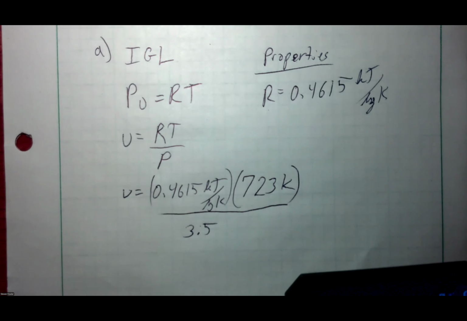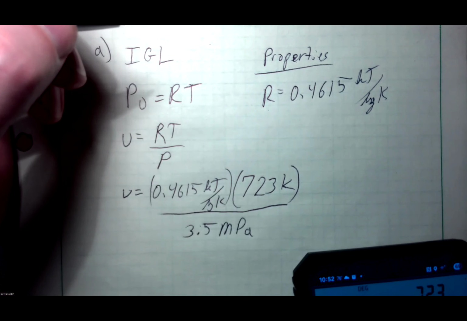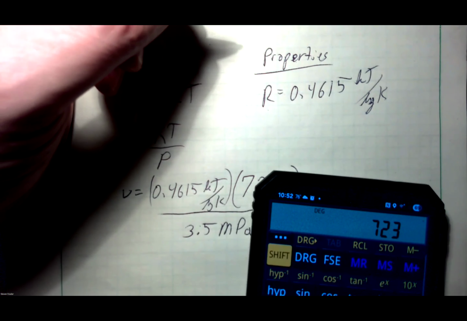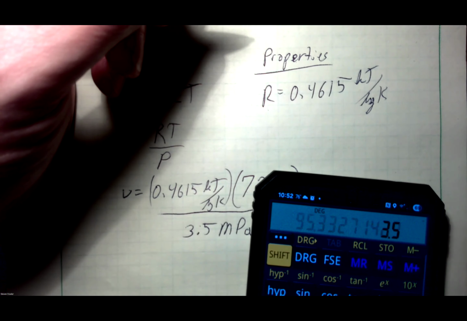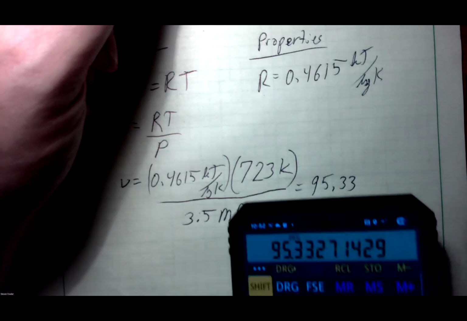So 3.5 megapascals. Okay. Now we could just run these numbers here, right? This is 723 times 0.4615 divided by 3.5, and numerically I get a value of 95.33, which would be sufficient.